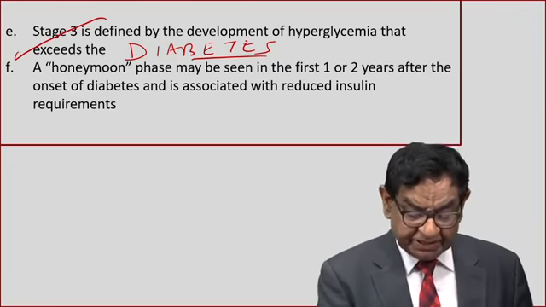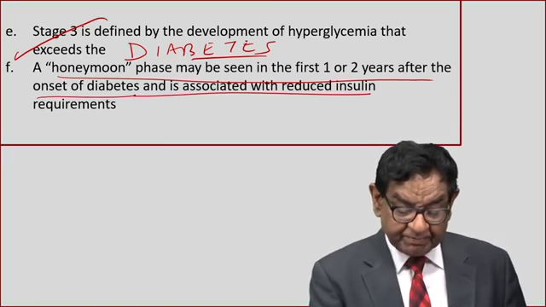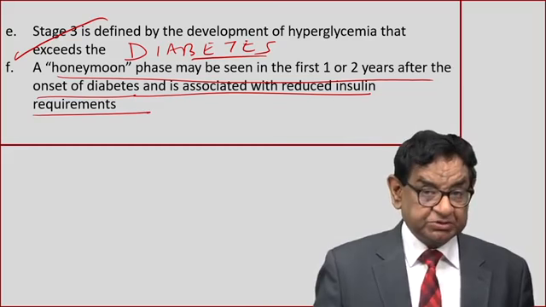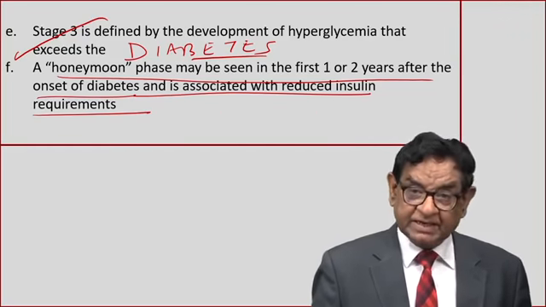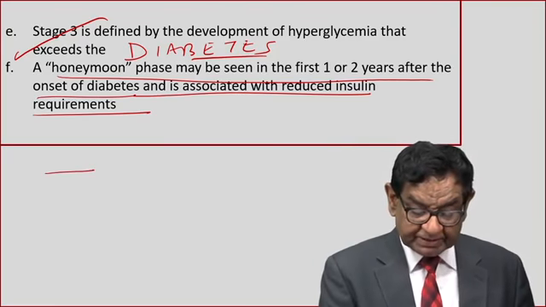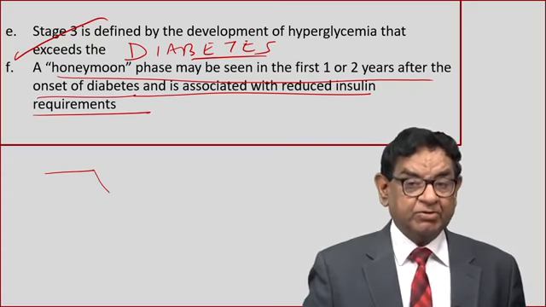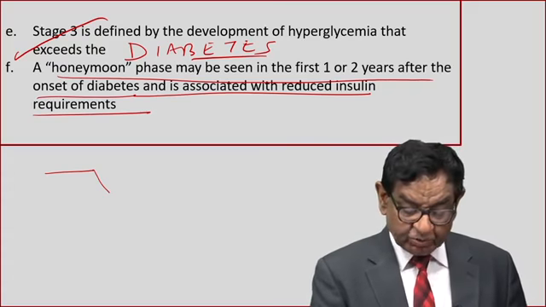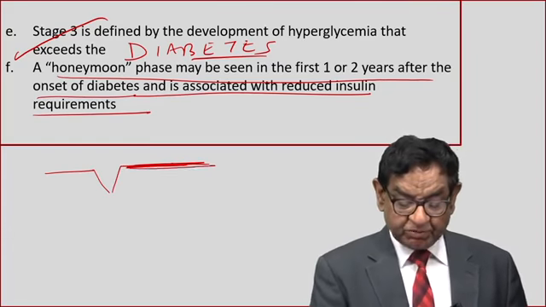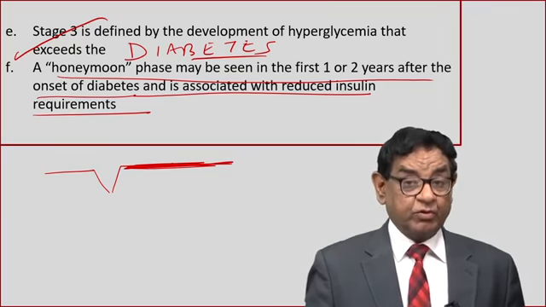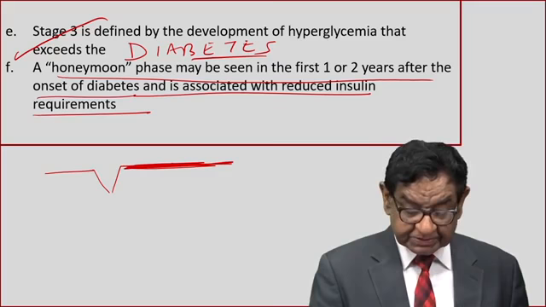Well, in the initial phase of type 1, 1 to 2 years after onset of diabetes, the patient may be associated with a honeymoon period. That means suddenly some illness occurs, the patient may develop some amount of diabetes, but again the illness goes and the patient comes back to normal. This period is known as the honeymoon period, where the patient may require less insulin, but it occurs in the initial phase of type 1 diabetes.